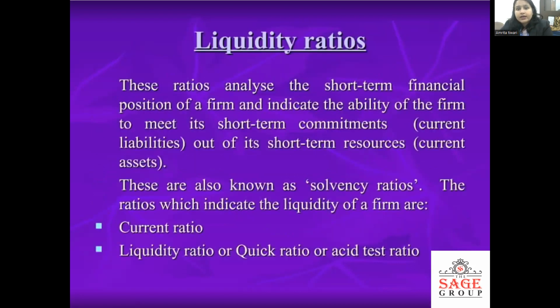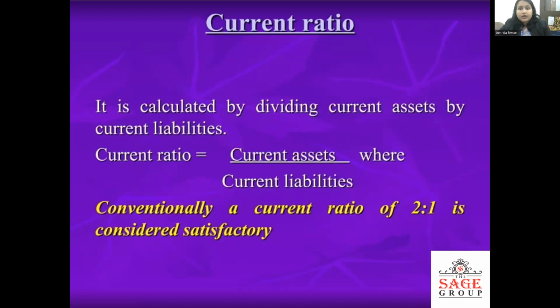What are liquidity ratios? These ratios analyze the short-term financial position of the firm and indicate the ability of the firm to meet short-term commitments like current liabilities from short-term resources like current assets. They are also called solvency ratios. These ratios indicate the liquidity of the firm: the current ratio and the liquidity ratio, or quick asset ratio or acid test ratio. The current ratio is calculated by dividing current assets by current liabilities, current assets upon current liabilities, where the satisfactory ratio is 2:1.